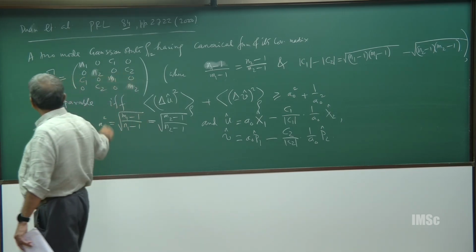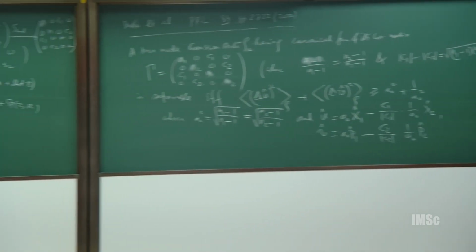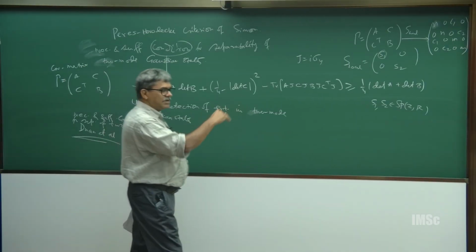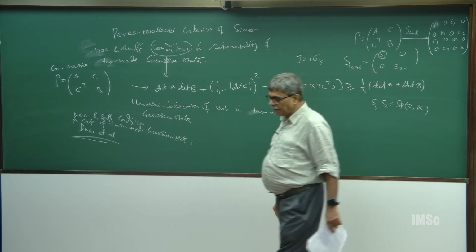Right. So this is basically the necessary and sufficient condition for separability of a two-mode Gaussian state, and I must say that this is much simpler than what Simon has done, at least expression-wise. Of course, Simon's work provides you much insight, but this is much simpler. Okay. Right. So now I am going to discuss briefly an experimental work where this criterion has been used for detection of entanglement in a two-mode Gaussian state.